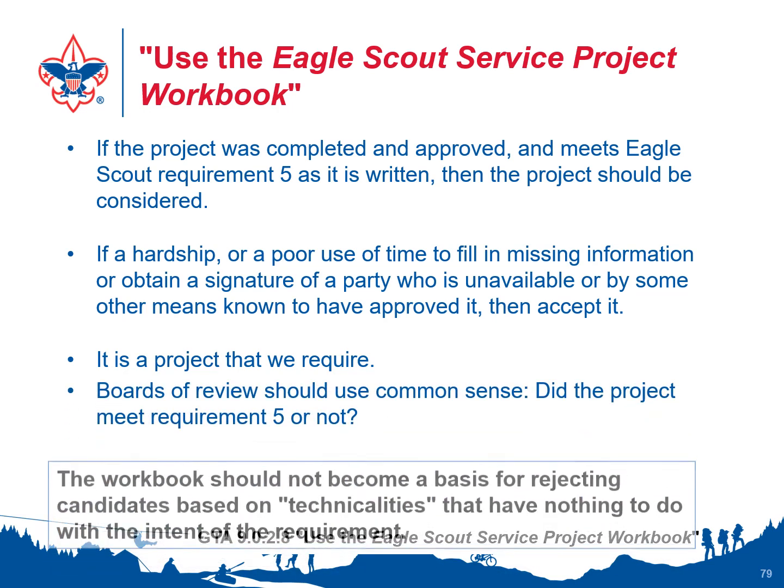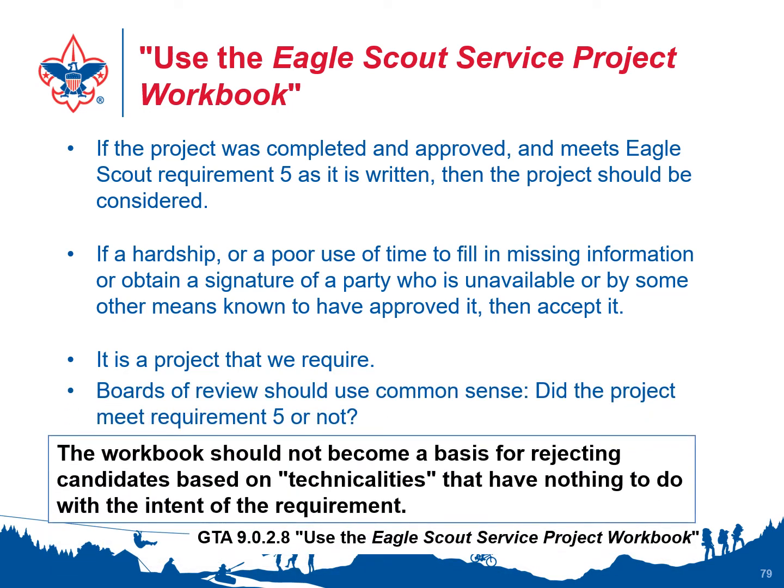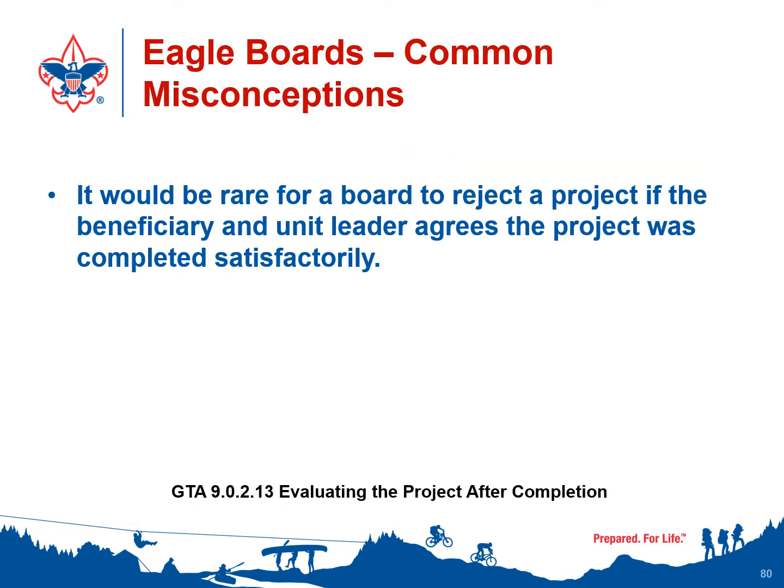It's the project that we require, and the boards of review should use common sense. Did the project meet requirement 5 or did it not? And the workbook should not be a basis for rejecting candidates based on technicalities that have nothing to do with the intent of the requirement. It would be very rare for a board of review to reject a project if the beneficiary and unit leader agree that the project was completed successfully.